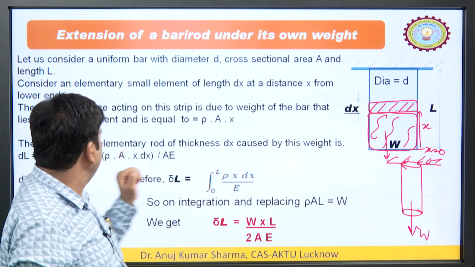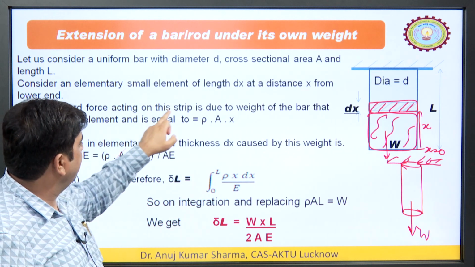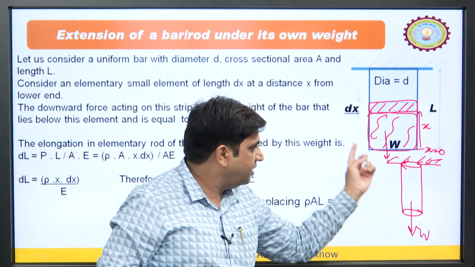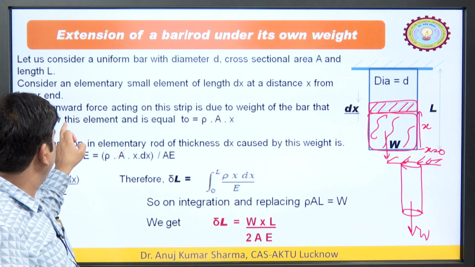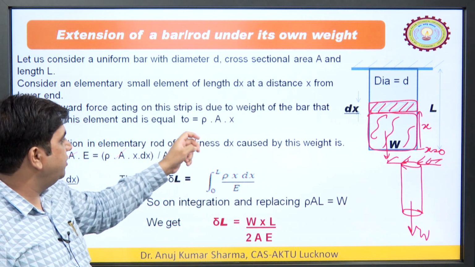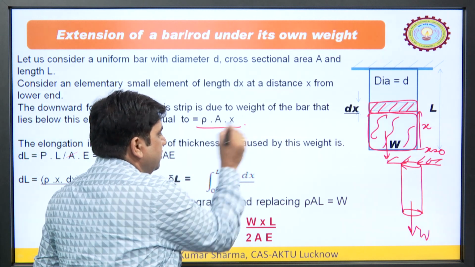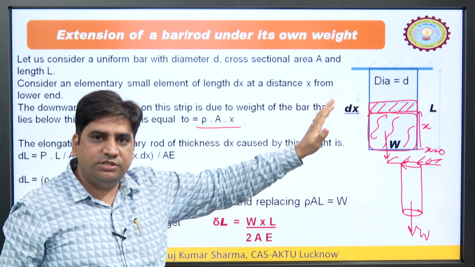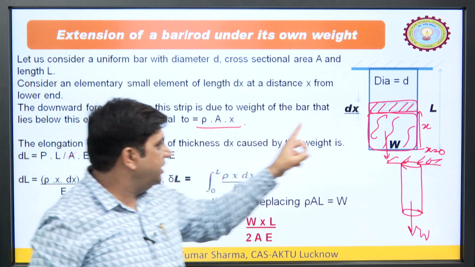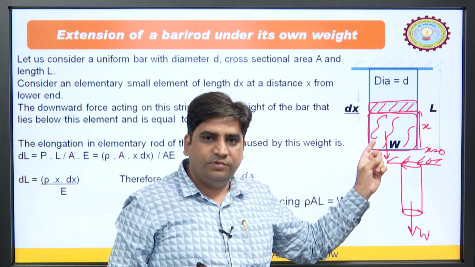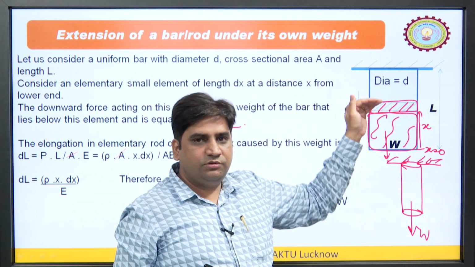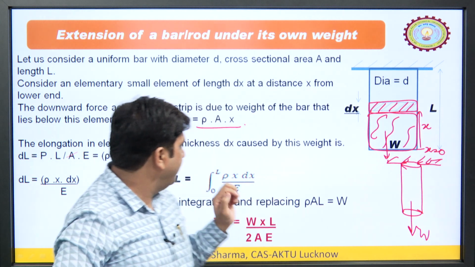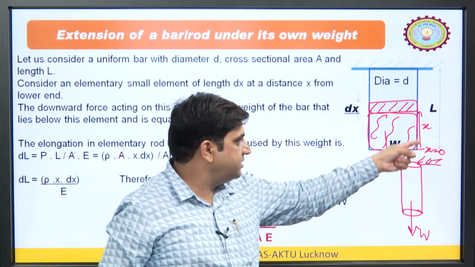So, here we can see the downward force acting on this strip is due to the weight of the bar that lies below this element. Let us say rho is the density of the material of which this rod is made. A is the area of cross section, because it is uniform, so the area would be the same throughout the length from x equal to 0 to x equal to L, and this is x, the distance.